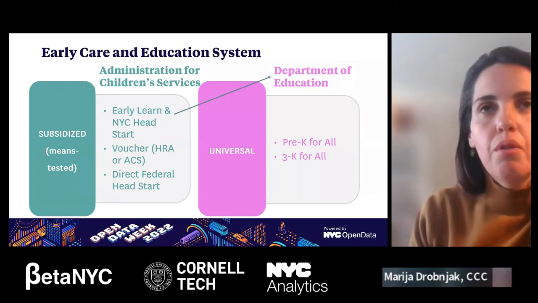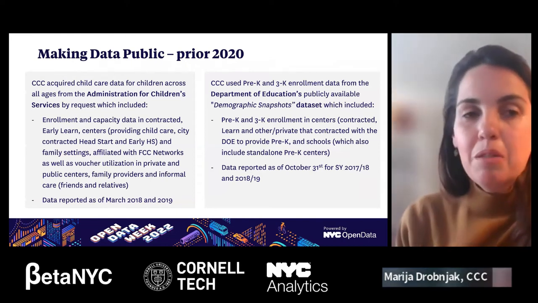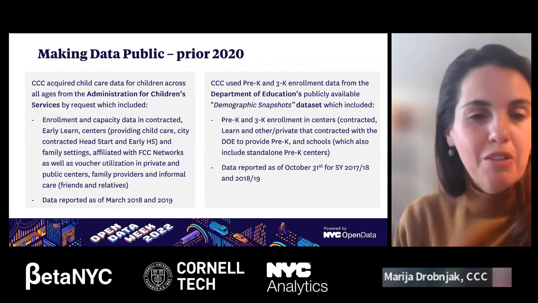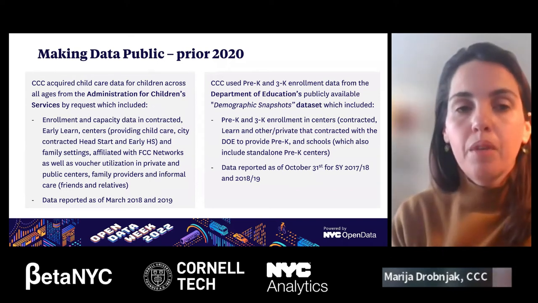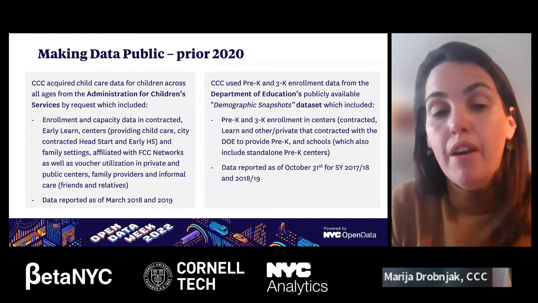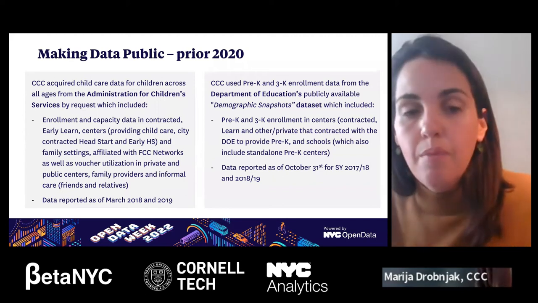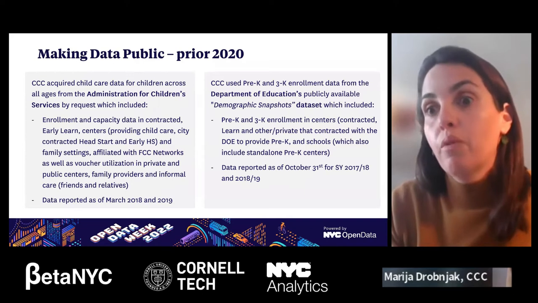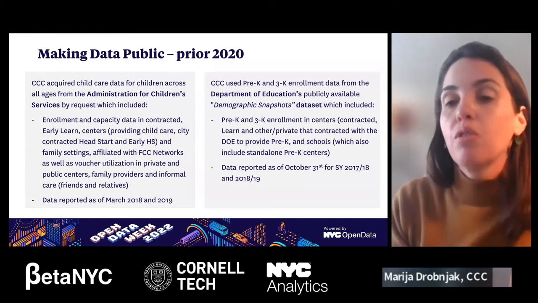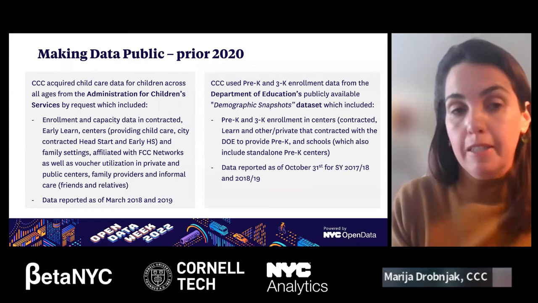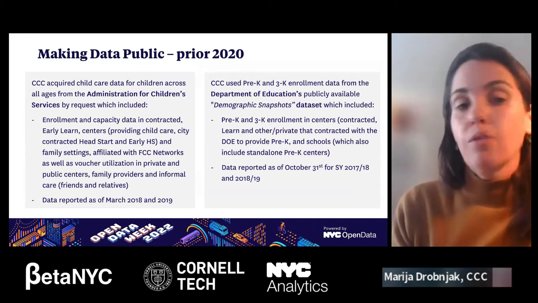So basically, I'll just go through a couple of pieces, and I've included a lot of text on how CCC is making the data public. I'll try to summarize everything here, and you will definitely get a slide deck in the follow-up email from us. But before CCC started investing effort, even before 2017 and 2018, we've always been monitoring the system, but the data available publicly was really limited. On the Administration for Children's Services side, they published monthly snapshots, so a public audience could see total enrollment numbers in vouchers and EarlyLearn over time. However, it wasn't really broken down in any way.